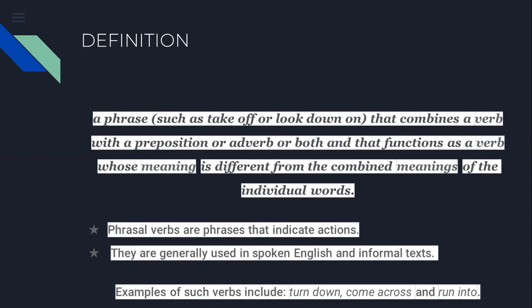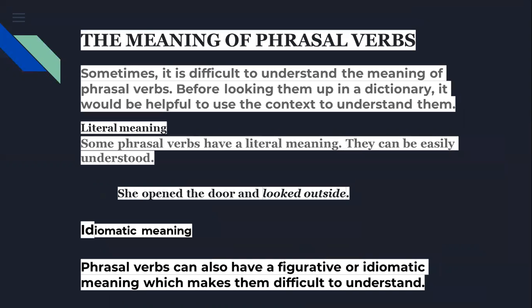Phrasal verbs are phrases that indicate actions, and they are generally used in spoken English and informal text. When you are speaking in English, when you are writing letters, or when you are conversing with someone very close to you, you will be using these phrasal verbs. Examples of such verbs include turn down, come across, and run into. The meaning of phrasal verbs.